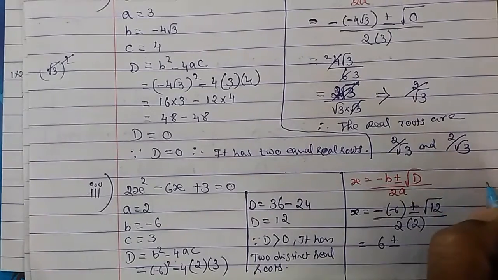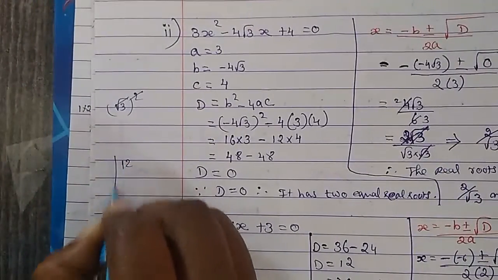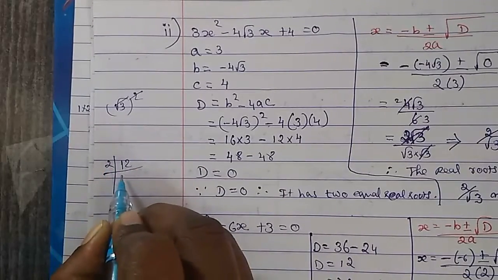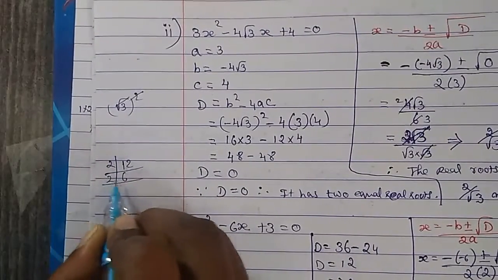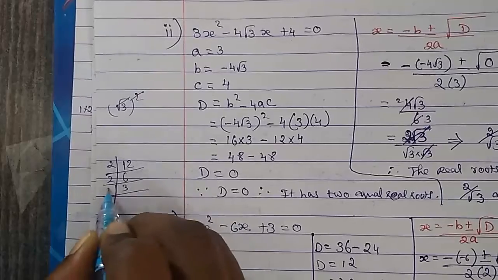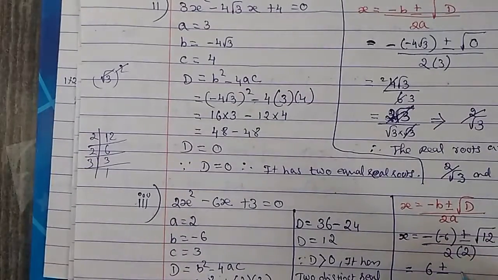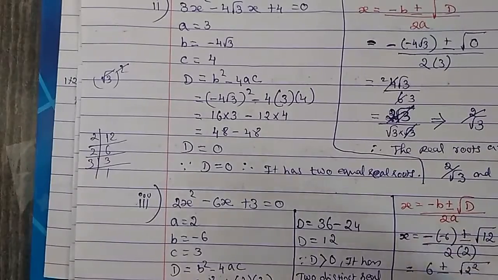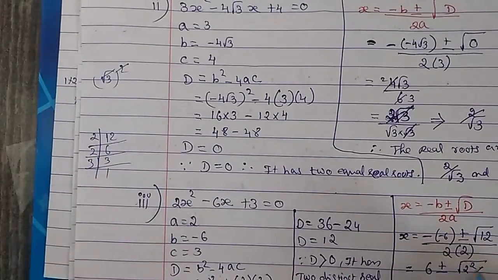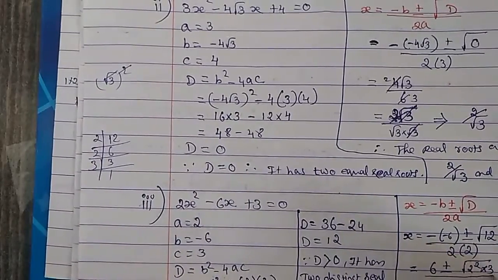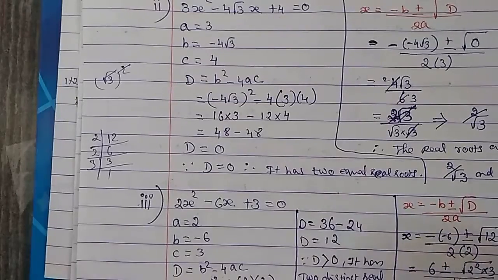So that means minus into minus will become plus, then 6 plus or minus root 12. Let's find out the factors for 12 here. What are the factors for 12? 6 2s are 12, 3 2s are 6. So we have 2 times 2. So can we write that 2 square? 2 times 2, 1 times 3. Okay, 2 2s are 4.